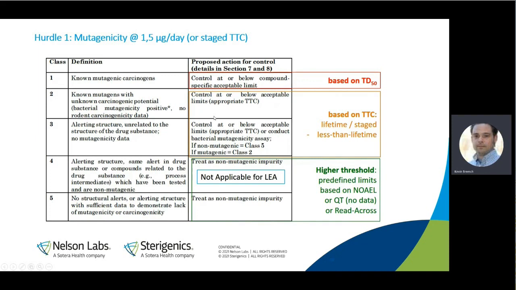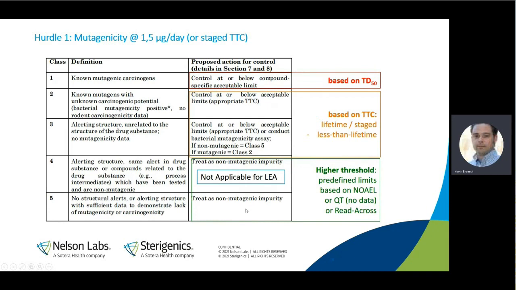Alerting structure unrelated to the structure of the drug substance, no mutagenicity data. This is not really relevant, let's say, because leachables are not related to the drug substance typically. But what you then do is accept the thresholds of toxicological concern or perform the mutagenicity assay. Is it positive? You're back to square two. Is it negative? Then you can treat it as a non-mutagenic impurity.